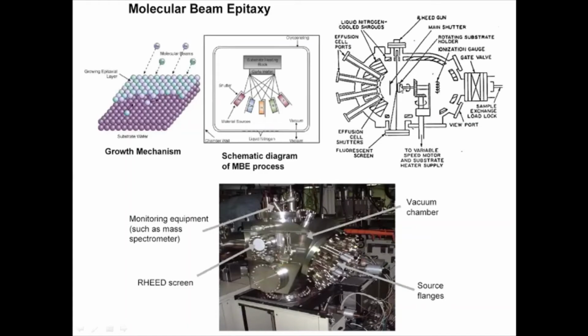If it is metal organic, then the metal organic source for gallium, say triethyl gallium or trimethyl gallium, is used. Similarly for indium, and for arsenic it is arsine. For phosphorus, it is phosphine. They are all very toxic gases to be monitored carefully.